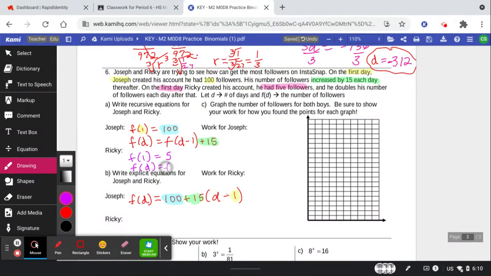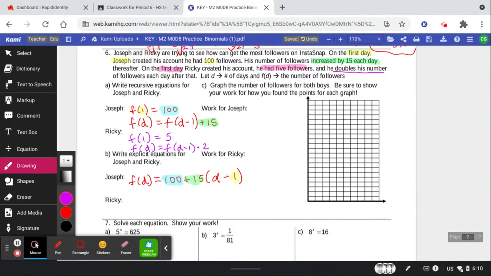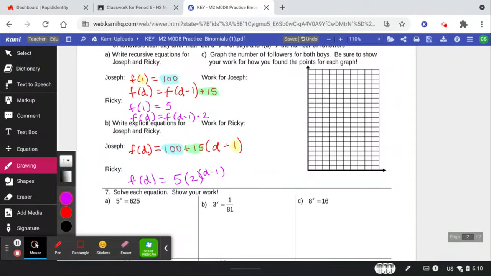Then we say that for him, he doubles his number of followers each day thereafter. So that's a times 2 for our recursive. So writing this explicit, F of D equals, began with 5, multiplying by 2, each time to the power of D minus 1. Remember, you can have those parentheses or not, it's fine. How are you doing for recursives and explicits on this?